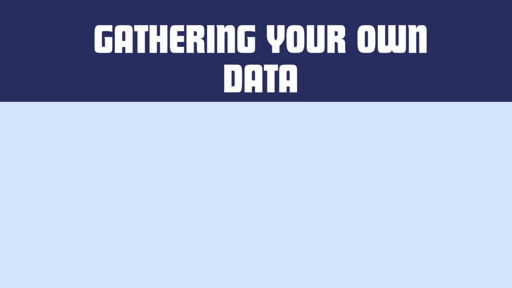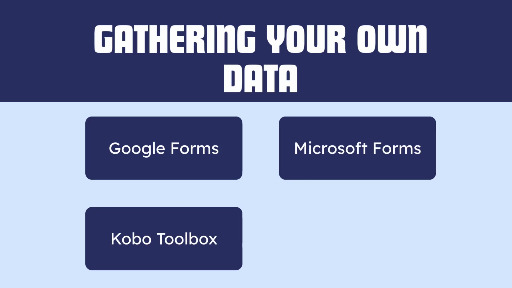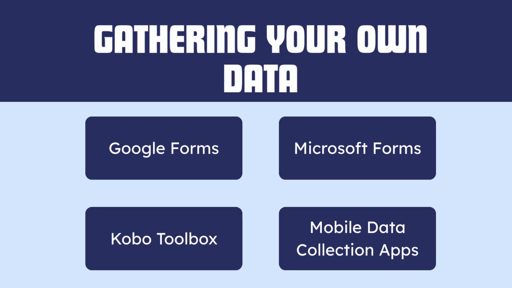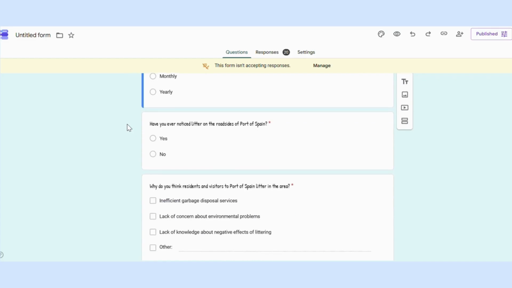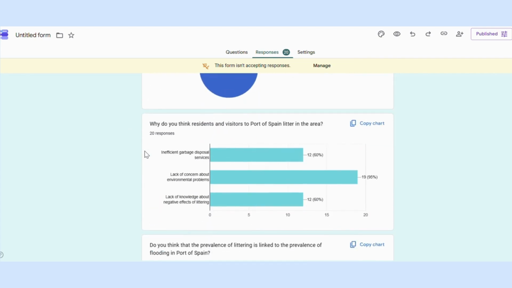If you are developing a community-specific tool, insights from members of the chosen community are important. In that case, it may be useful to gather your own data using websites and applications such as Google Forms, Microsoft Forms, Kobo Toolbox, and other mobile data collection apps. These applications allow you to create your own surveys and questionnaires and share them via links. Tools such as Google Forms, for example, allow you to view the responses on a spreadsheet, which makes analysis easier.